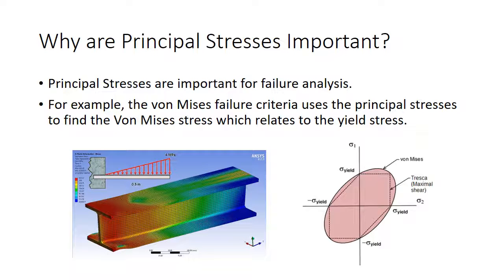These principal stresses are quite useful for failure analysis. For example, the von Mises failure theory says that when the von Mises stress surpasses a material's yield stress, the material will fail. And this stress is calculated directly from the principal stress. Other failure criteria include the Tresca failure theory, which is related to principal stress through the maximum shear stress.